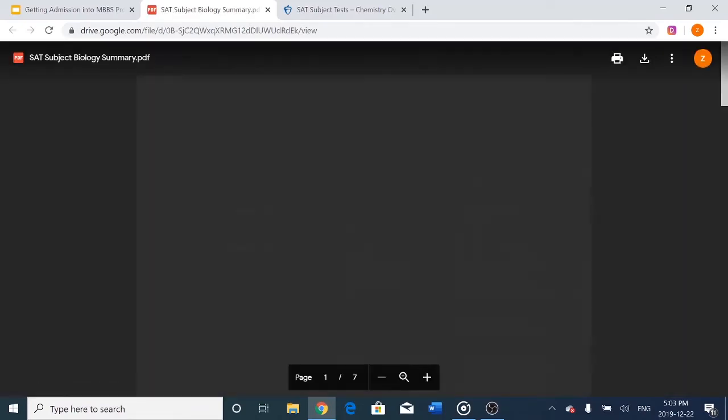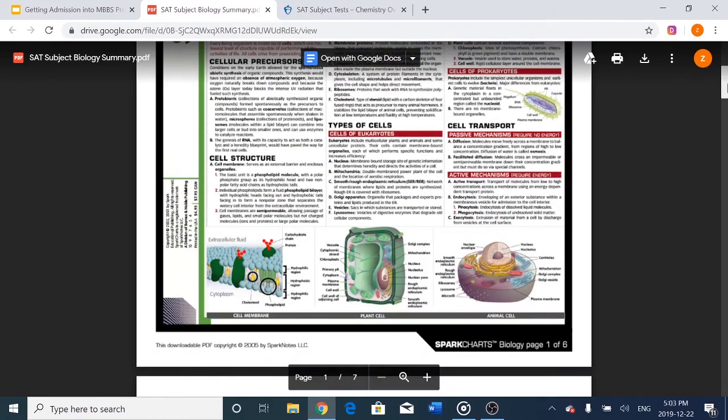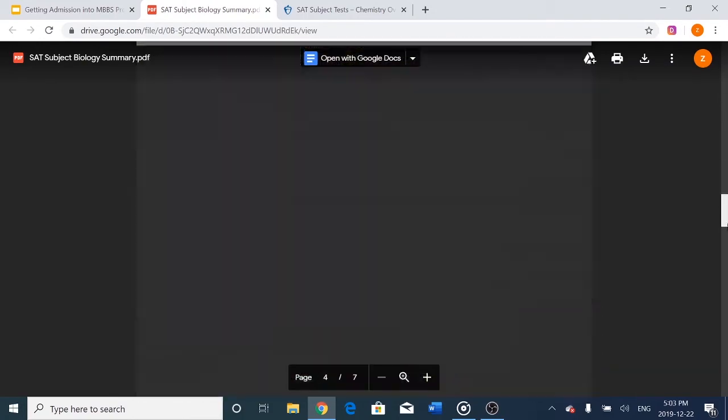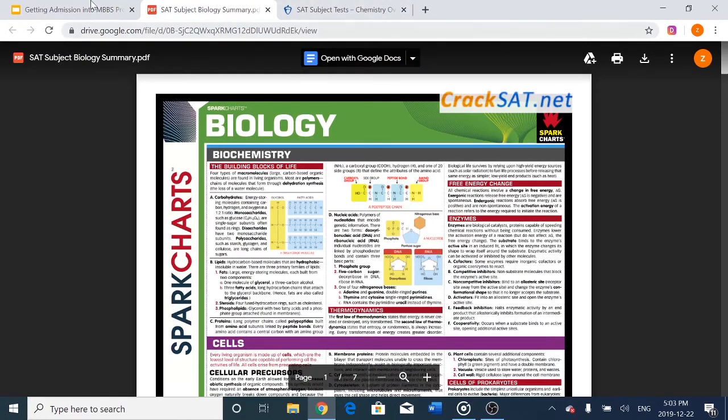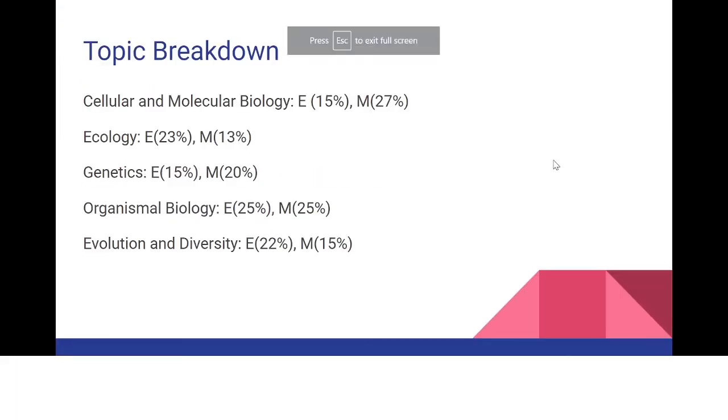There was also a summary of biology on Cracksat, and I'll show you that summary because I think it's cool to have. Maybe you could look over this before the test. It's definitely very detailed. So this is, I think, a great resource to have. I'll link it in the description below, but just something cool out there, right?